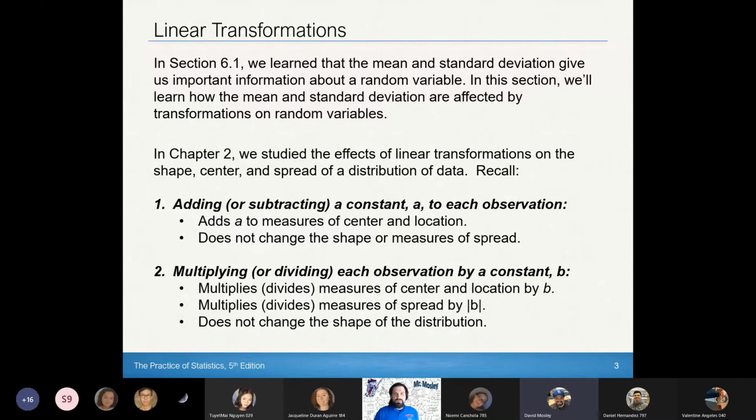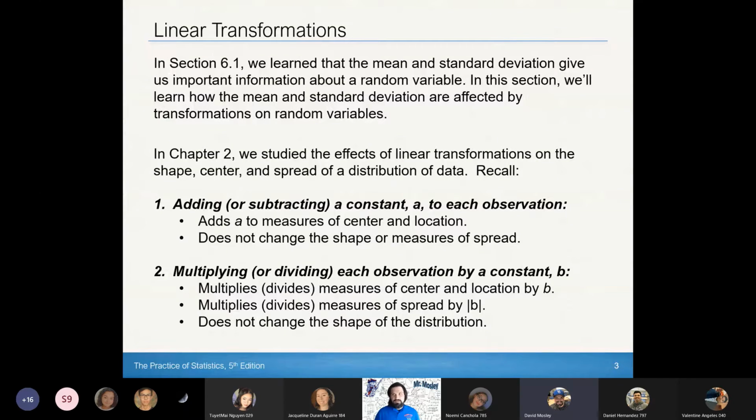Also, with distributions of data, multiplying or dividing each observation by a constant b multiplies or divides measures of center and location by b, and multiplies or divides measures of spread by the absolute value of b. So when we're considering measures of spread, such as standard deviation, interquartile range, things that measure the variability of a distribution, we multiply or divide by the absolute value. So if we're multiplying by a negative number, we're just going to multiply by the absolute value of that when calculating the measures of spread.